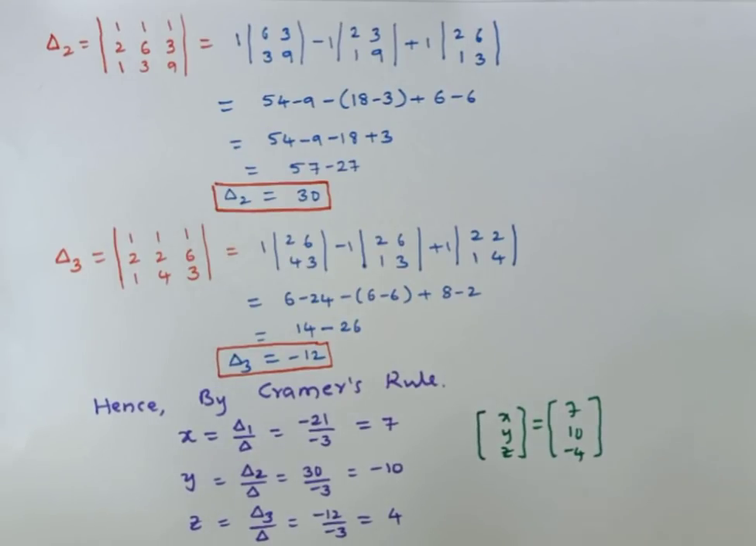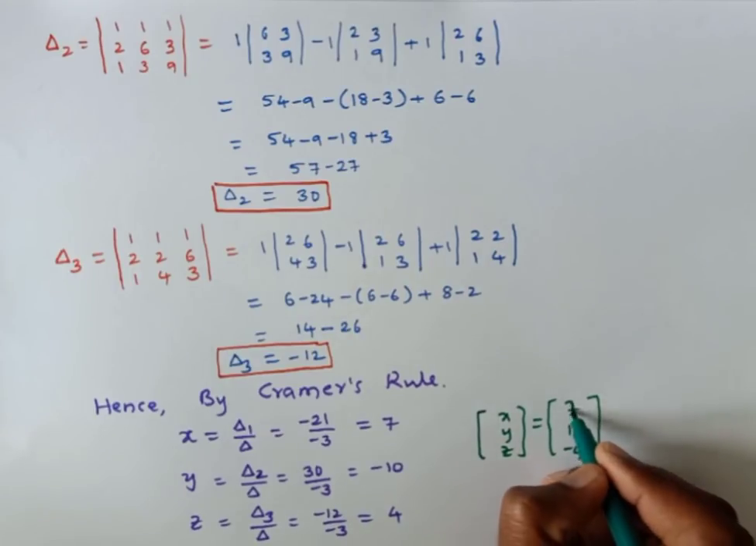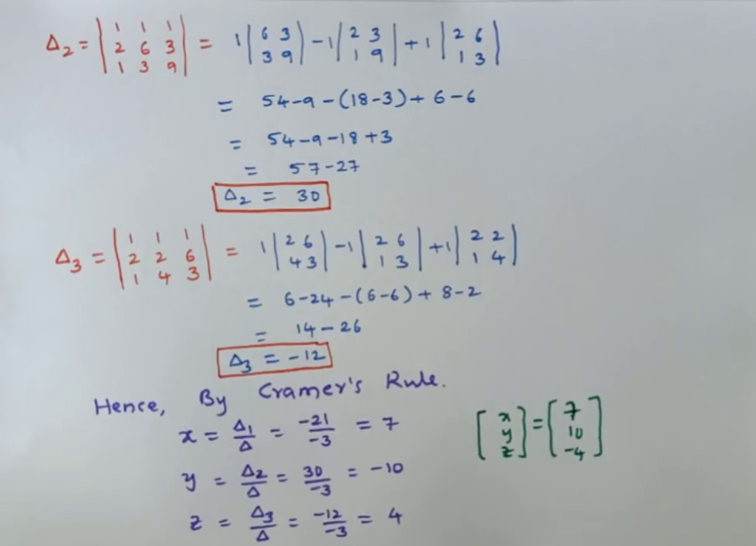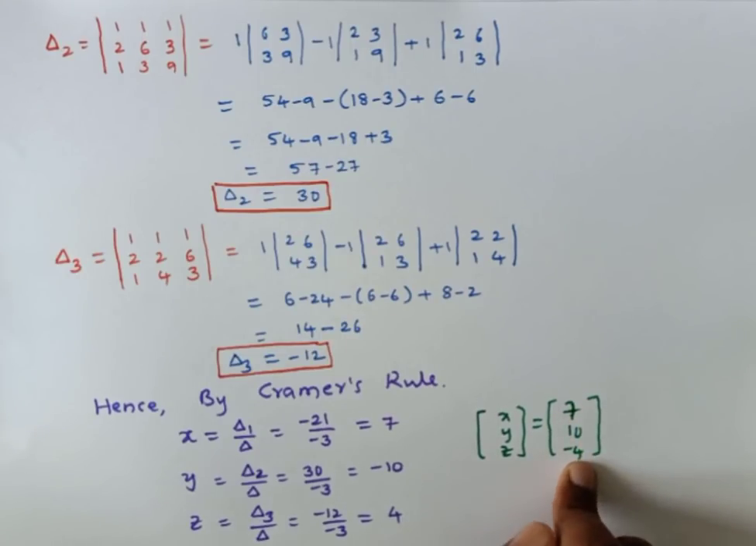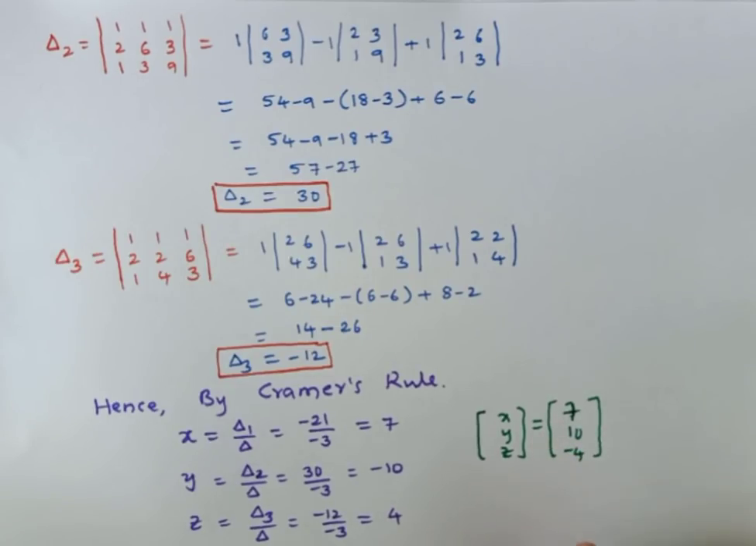If you have any doubt, you can cross check with these values. By replacing x, y, z with these values in the given system, if it satisfies the equations, then the answer is correct. So the method is correct. So this is the method of solving a system of linear equations by Cramer's rule.